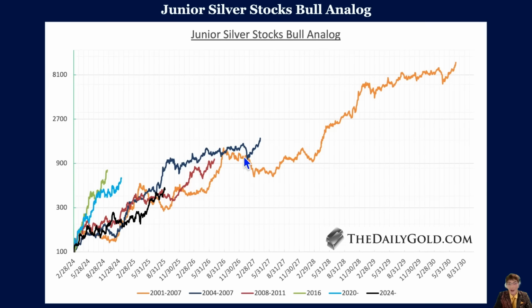Okay, one more chart. Let's get into one of my favorite charts, the junior silver stocks bull analog. Now, in the data in these various series, there's some heavy survivorship bias in these indices, people. What that means is we're not just using the same 10 silver stocks for this entire period. Each specific period, we have data from 10 specific silver stocks.